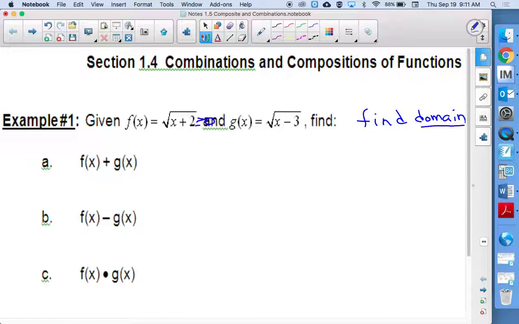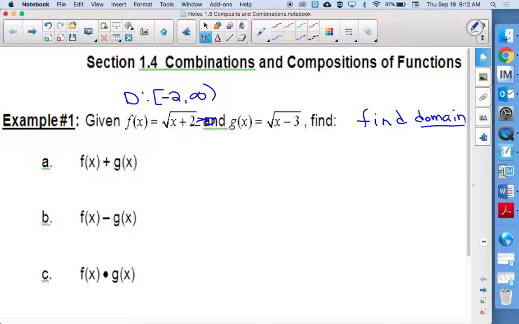And then what does that make the domain then? So if it can't be negative, it has to be greater than or equal to 0. So what's that make the domain? Negative what? For this guy here? 2. So negative 2 to positive infinity.